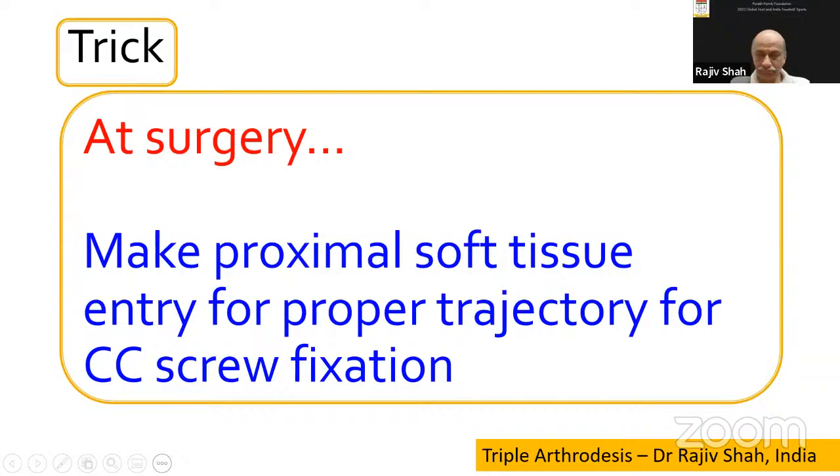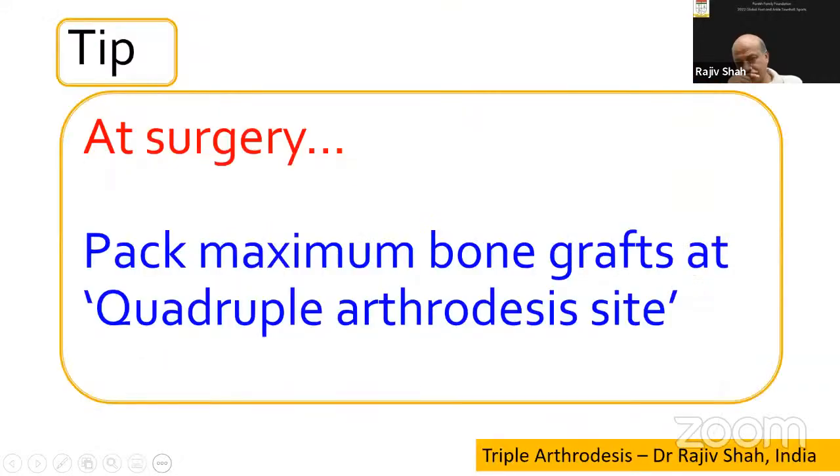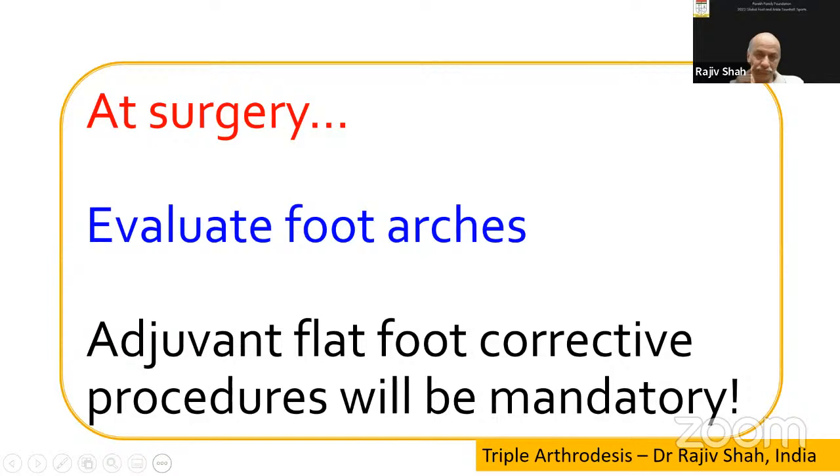A proximal soft tissue entry is used for calcaneocuboid joint fusion to get the proper trajectory of screws which fix the CC joint. Pack the maximum amount of bone graft at the quadruple arthrodesis site, which is where the anterior process of the calcaneus, cuboid, lateral part of the navicular and lateral part of the head of the talus meet each other.